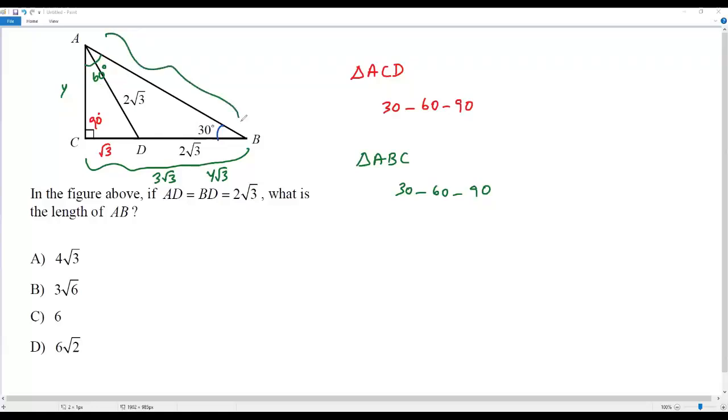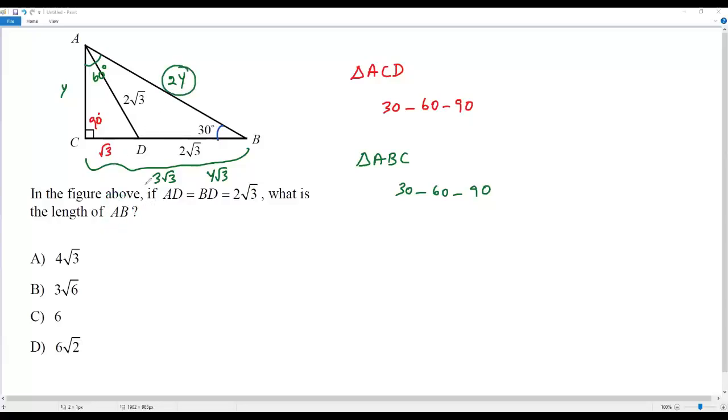And to get the length of the hypotenuse AB, we have to multiply the length of the shortest leg by 2. So the length of the hypotenuse AB is 2 times y. Once I get the value of y, I can multiply it by 2 to get the length of AB. That is the target of the question.